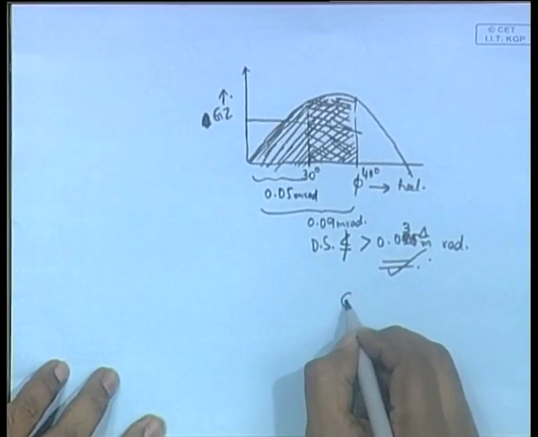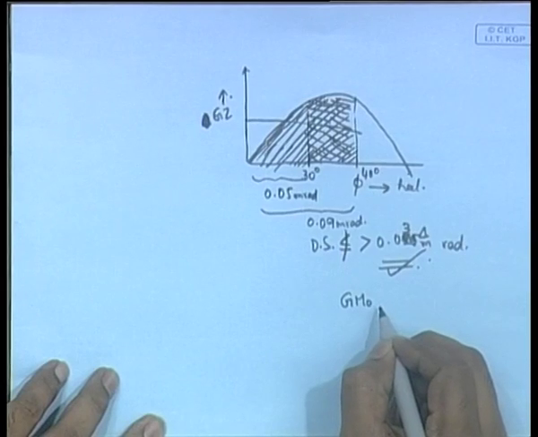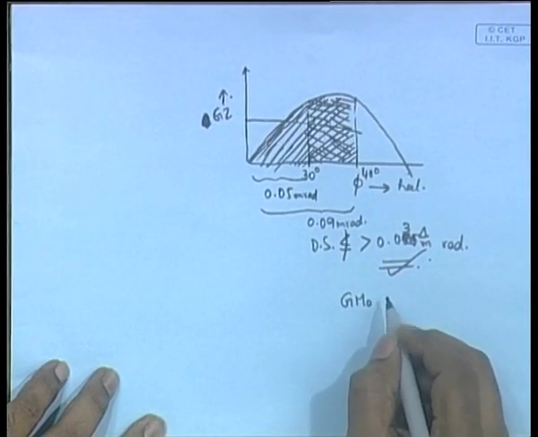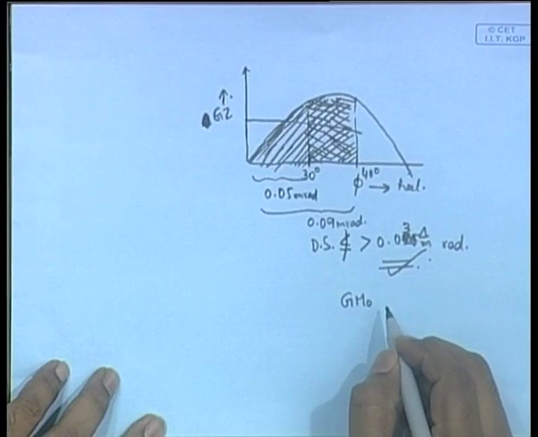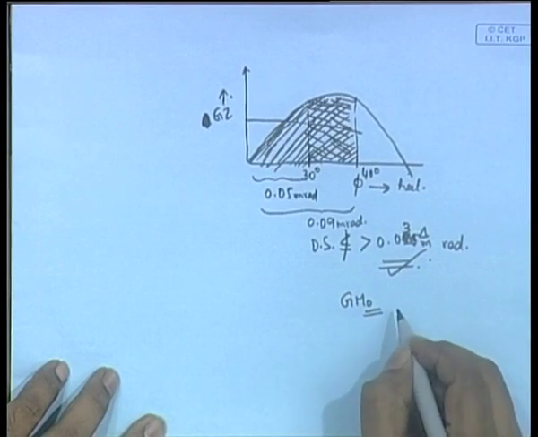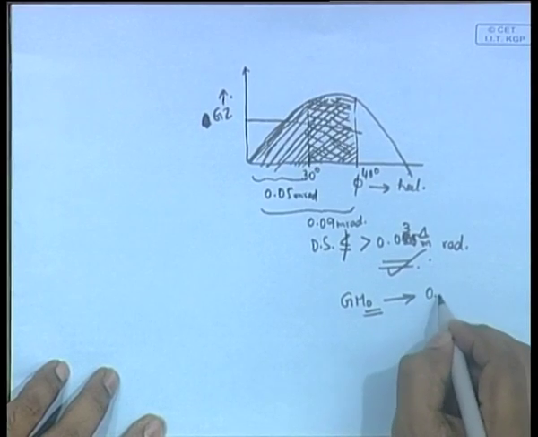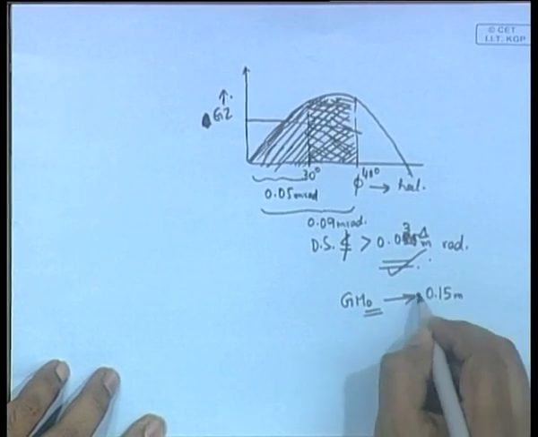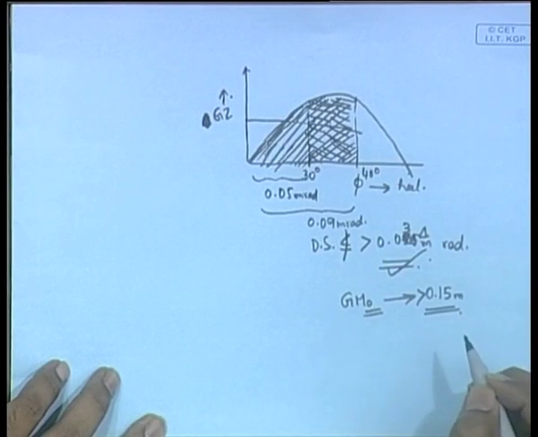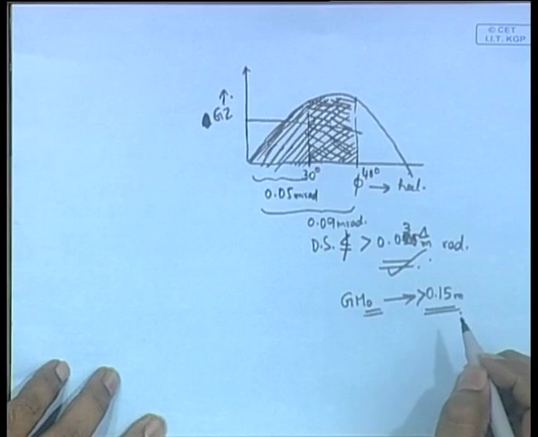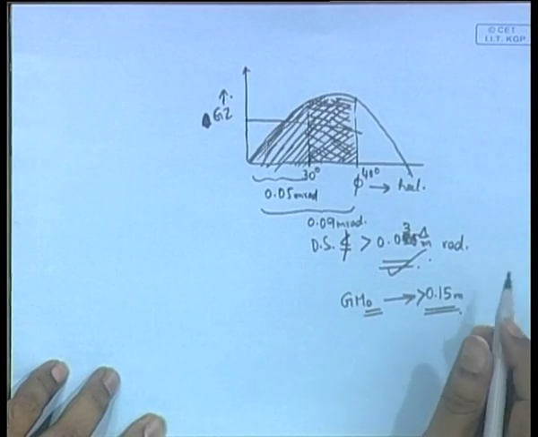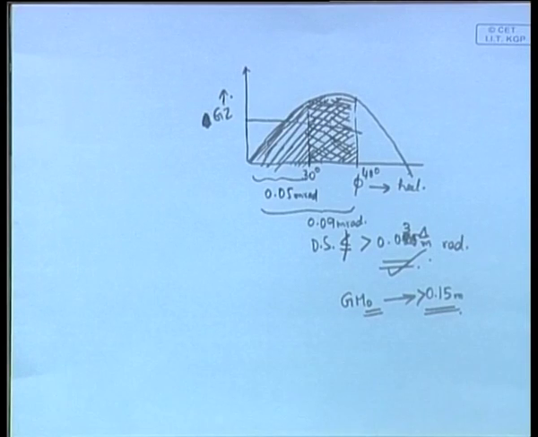It is also important that the metacentric height GM0 is the metacentric height of the ship. You know that it has nothing to do with the angle of heel; it is in the intact condition. GM0 should always be greater than 0.15 meter. So the rule says that the metacentric height of the ship should always be greater than 0.15 meter.